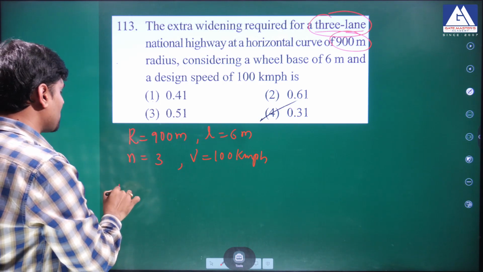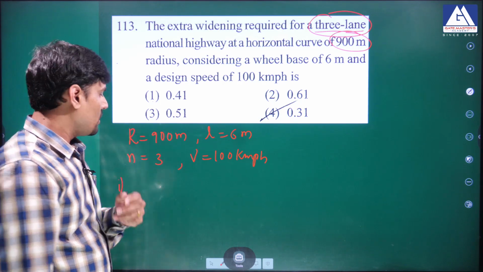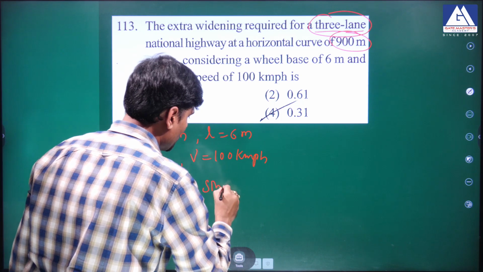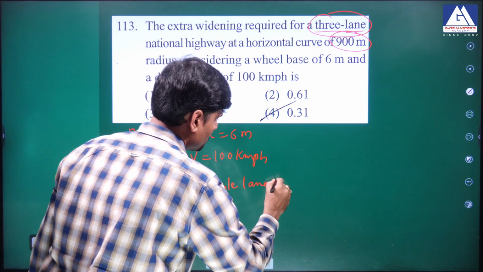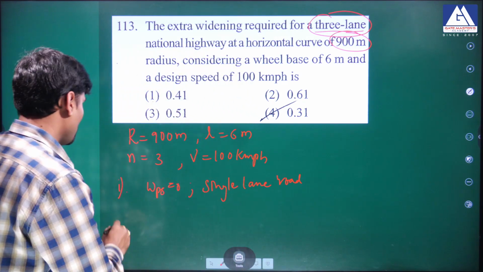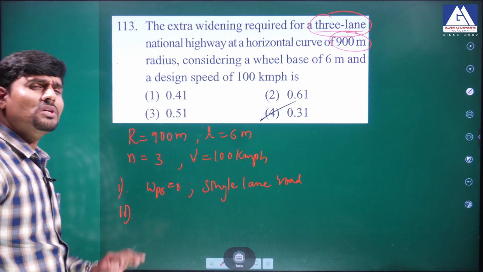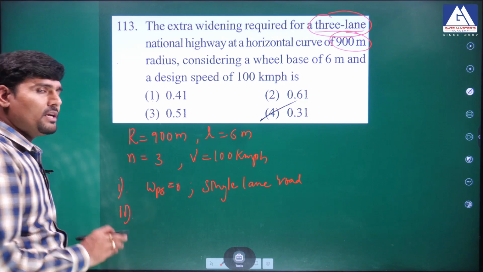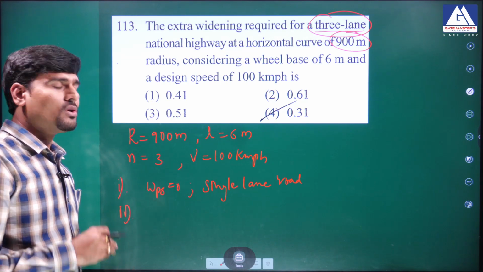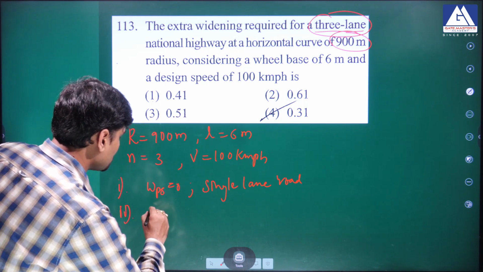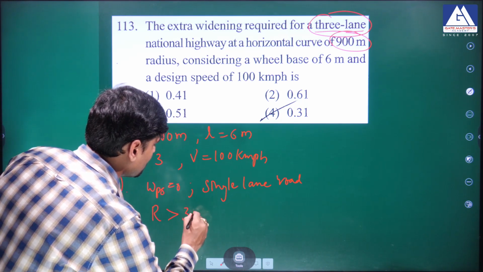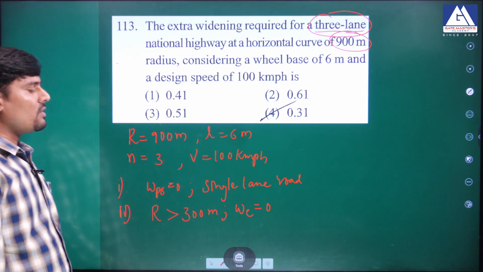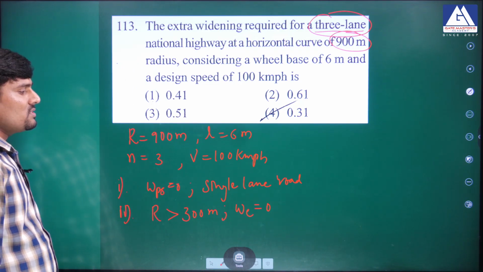From the fundamentals of extra widening, there are 4 conditions. The psychological widening WPS is equal to 0 on single lane roads. The second condition is, the moment you see an extra widening question, the 4 conditions should always be kept in mind, whether it is the AEE examination, GATE examination or IES examination. If R is greater than 300 meters, no extra widening is required. That means the extra widening to be provided on that section is 0.